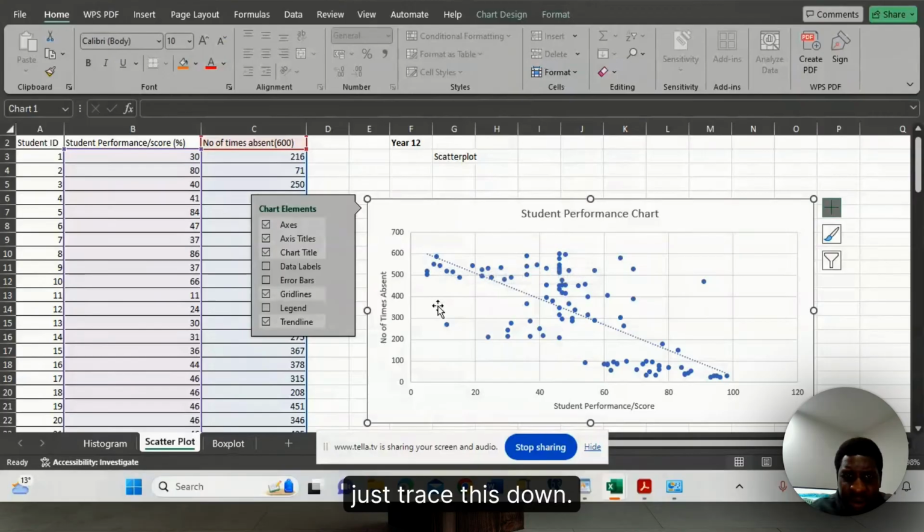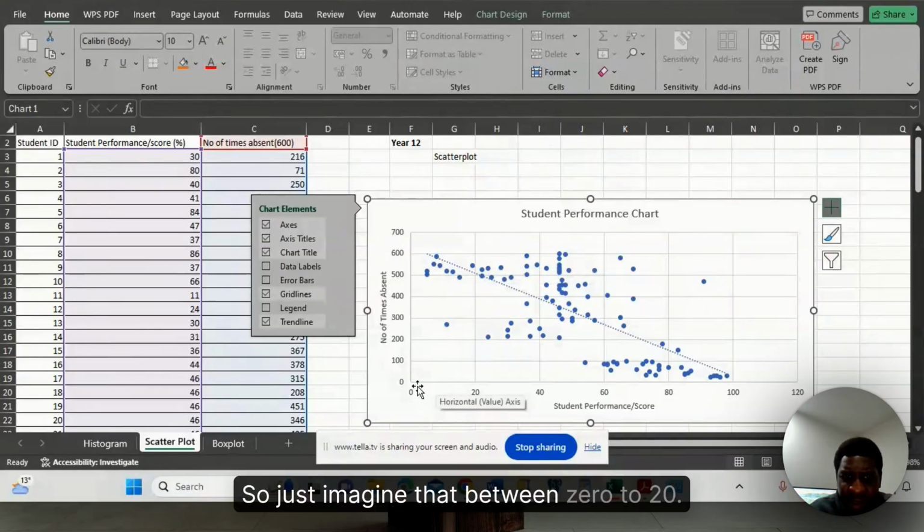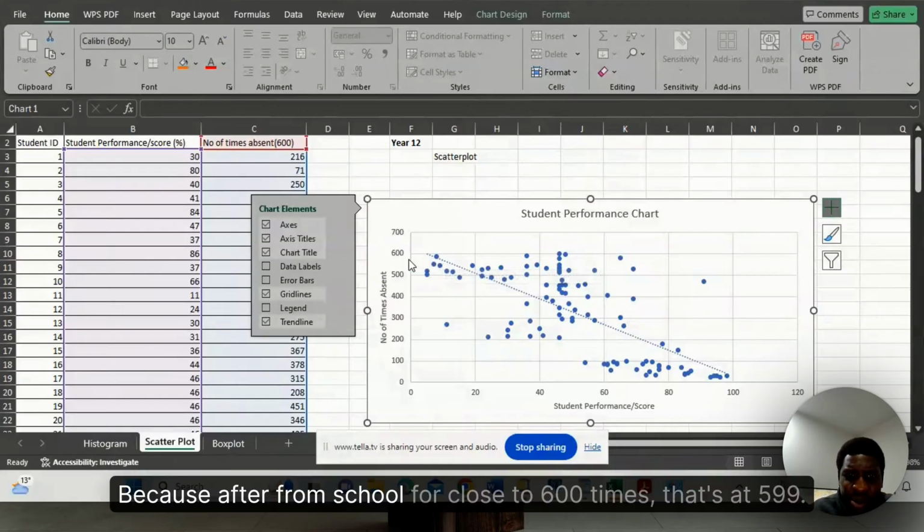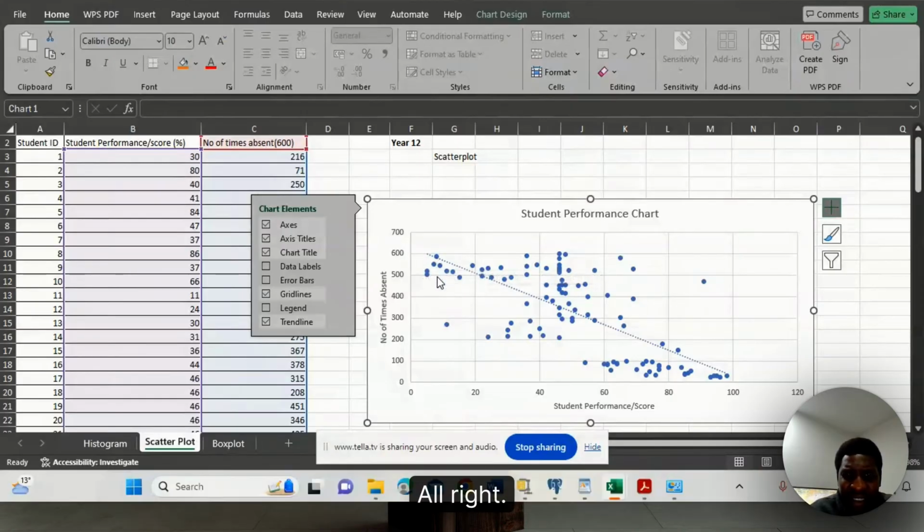Meaning that for this person who scored, let's just trace this down. Just imagine that between 0 to 20, let's say he had 9%. He had 9%. Why? Because he was absent from school for close to 600 times. That's at 599.